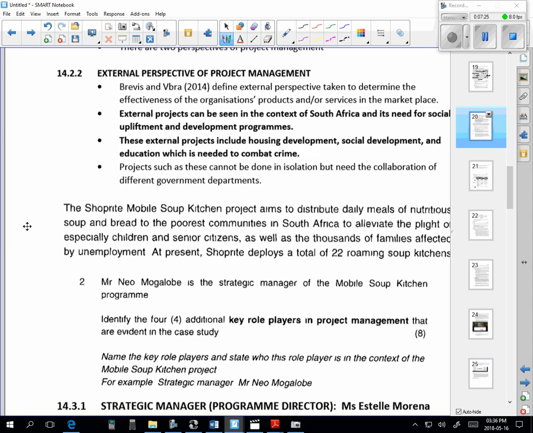So there's my theory, and I said the ShopRite Mobile Kitchen project aims to distribute daily meals of nutritious soup and bread to the poorest communities in South Africa to alleviate the plight especially of children and senior citizens, as well as thousands of families affected by unemployment. At present, it deploys a total of 22 roaming kitchens. So that's why I've applied it to the case study. Now you say it's for 12 marks. Would that be enough?